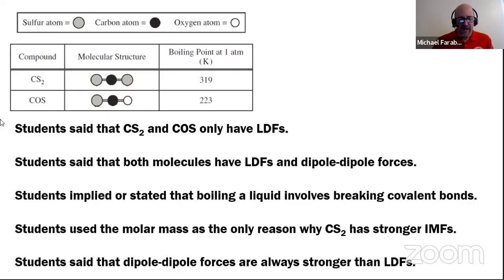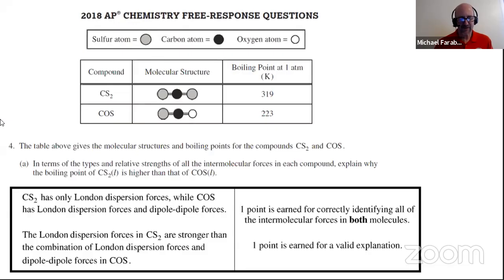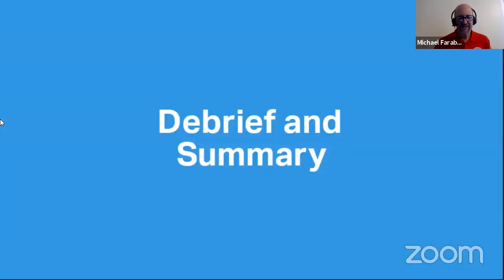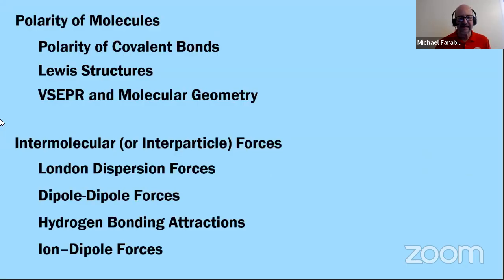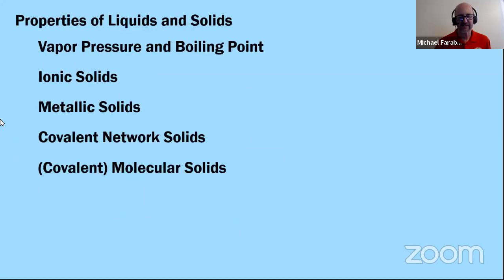So this is the official answer. The scoring guidelines talk about the fact that you mention the intermolecular forces in each molecule, and you say that the LDFs in CS2 are stronger than the combination of LDFs and dipole-dipole forces in COS because that's what the data tells us. All right, so today we talked about polarity, intermolecular forces, and properties of liquids and solids.